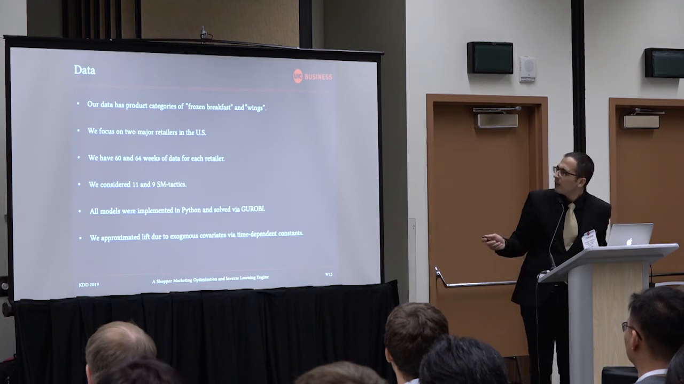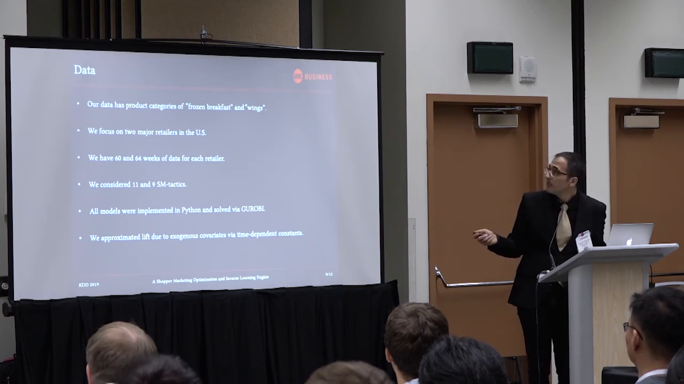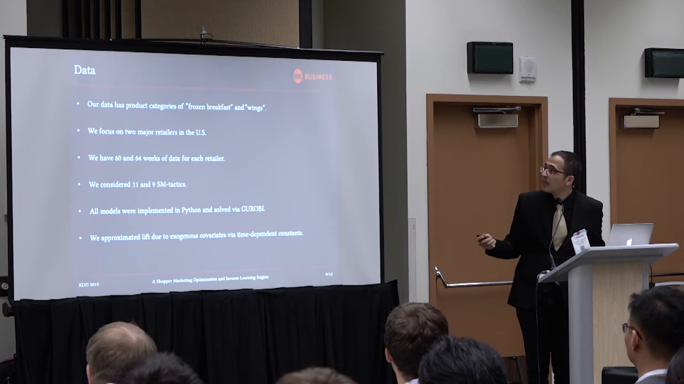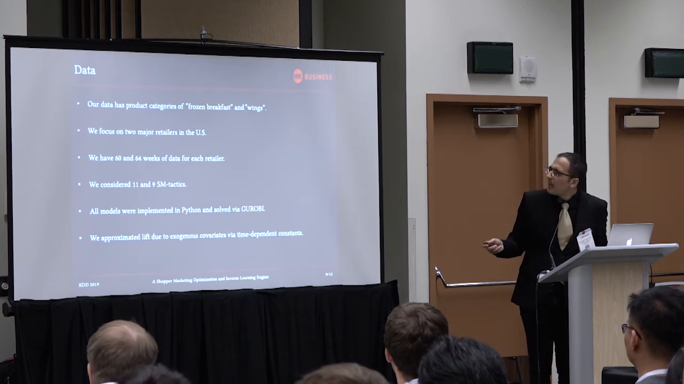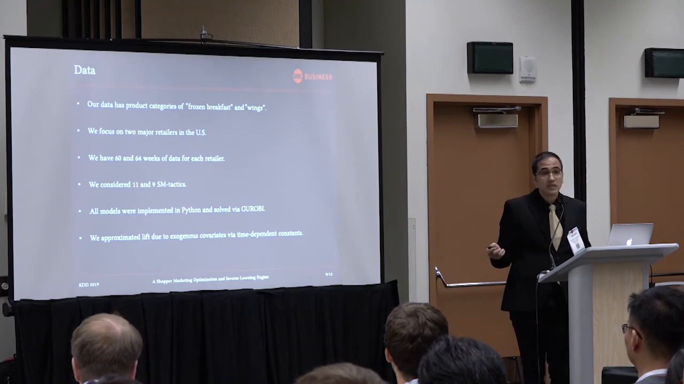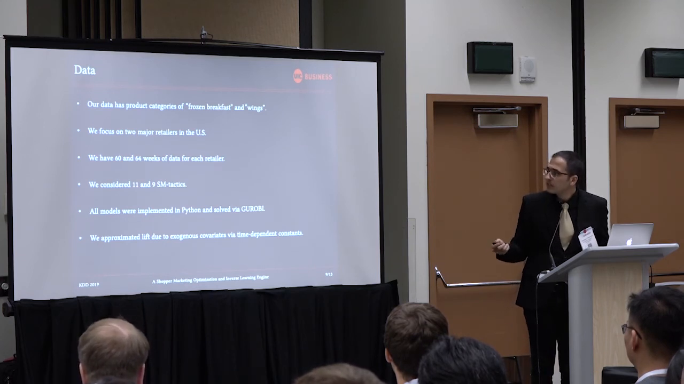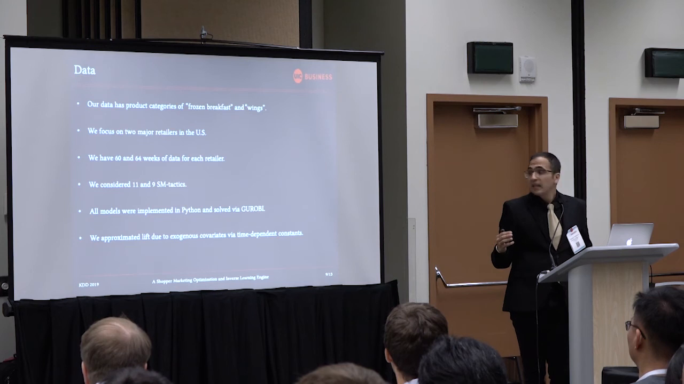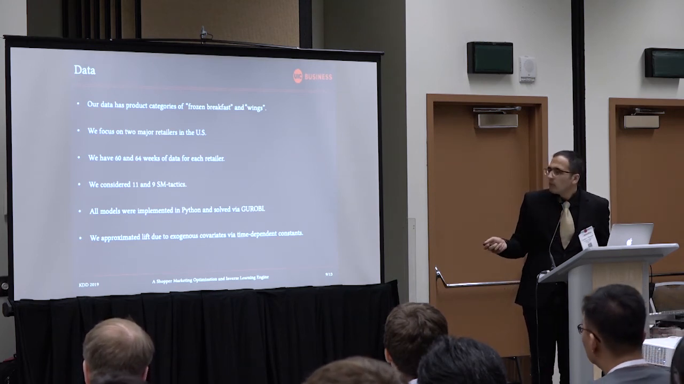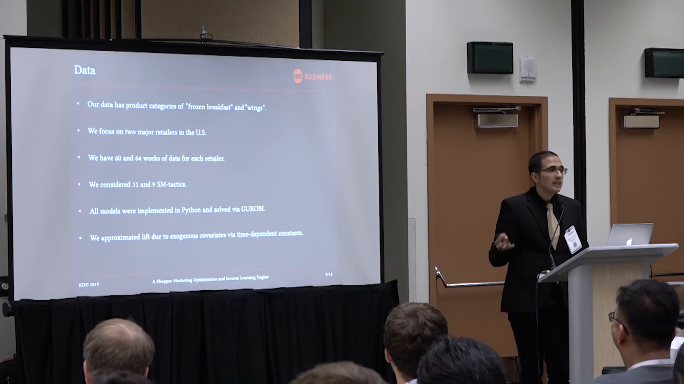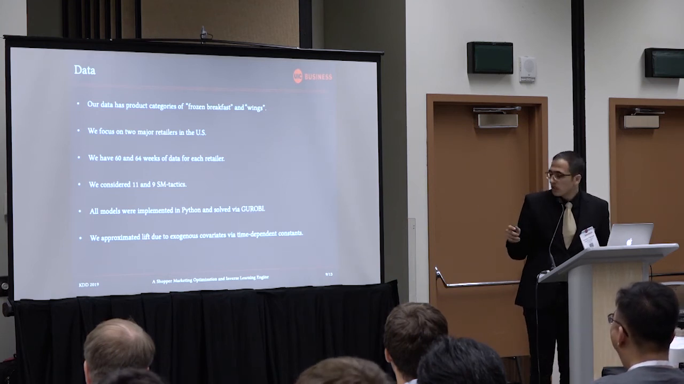We have data from different product categories that are frozen, breakfast, and wings. We focus on two major retailers in the US. We have data of 60 to 64 weeks for each retailer. We consider 11 and 9 different shopper marketing tactics. And all the models are implemented in Python, and they are solved with the Gurobi optimization solver.